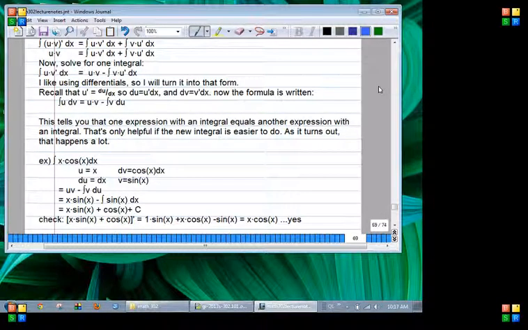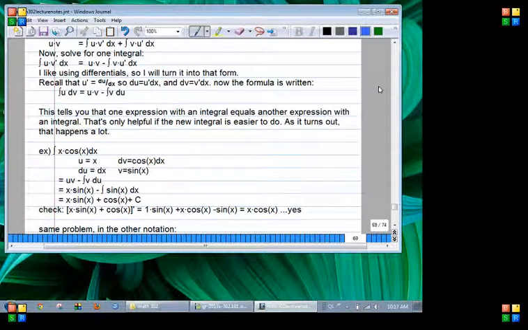Okay, so now recall before I said personally I like using differentials. So I like using du and dv. Well, I mentioned that you can also use the prime notation, and there's the formula written up there for that as well. So let me show you what this problem would look like using the prime notation.